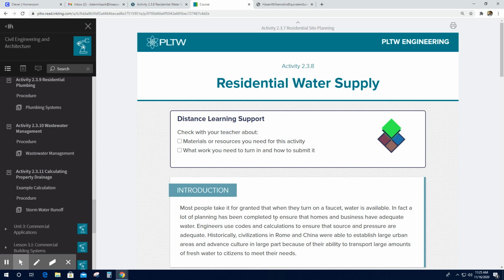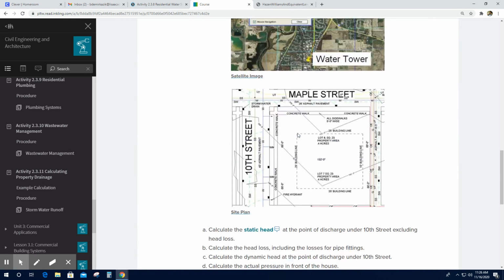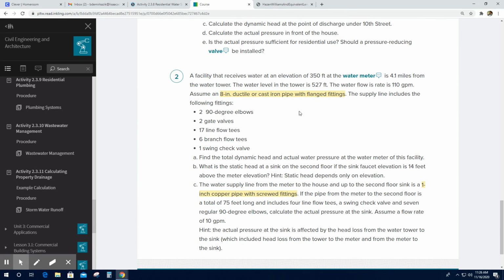Hello and welcome. Today we are going to solve activity 2.3.8 residential water supply question or procedure number 2. If you read the questions, we have 8-inch ductile or cast iron pipe with flange fittings, and we are going to start to answer question A. Find the total dynamic head and the actual water pressure at the water meter of this facility.